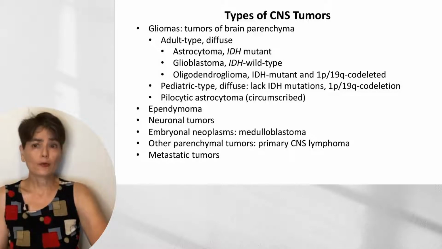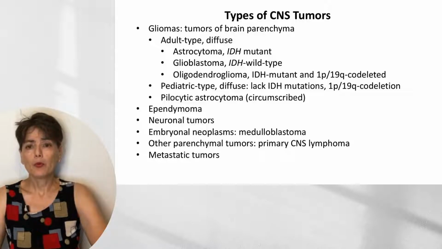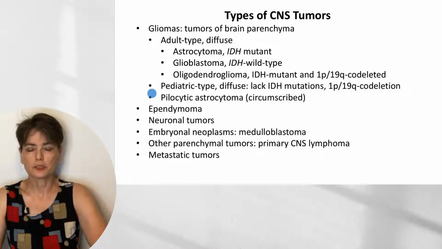Now, there are a wide range of tumors of the central nervous system. I'm not going to cover all of them in this video, but I want to point out a few things. So gliomas are tumors of brain parenchyma, and we classify them now with the new WHO classification as adult-type diffuse, of which there are 3 variants that I'll be discussing. The pediatric type diffuse, which I won't be covering, it's not particularly common, and it has particular molecular findings. And then pilocytic astrocytoma, which is a glioma, but unlike these is not diffuse. It tends to be well circumscribed.